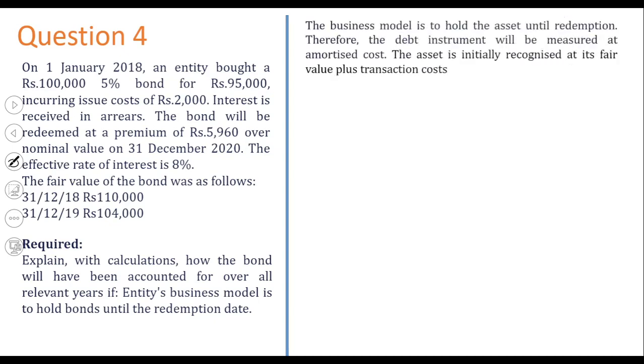The business model is to hold the asset until redemption. Therefore, the debt instrument will be measured at the amortized cost. The asset is initially recognized at its fair value plus transaction cost. That's how amortized cost works, right?